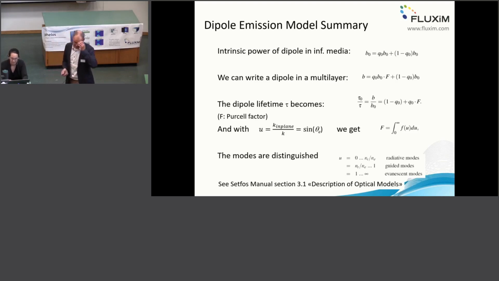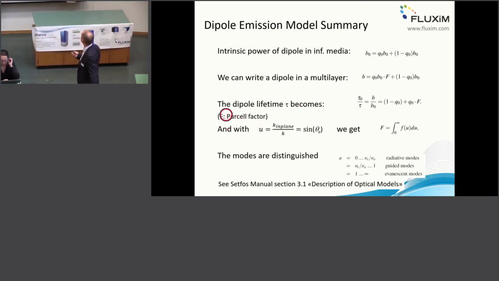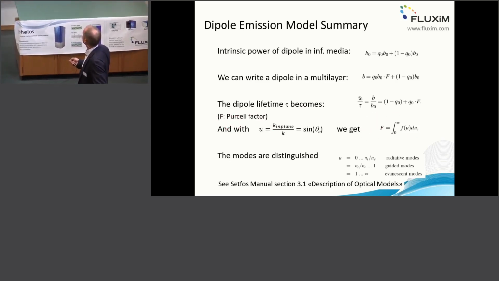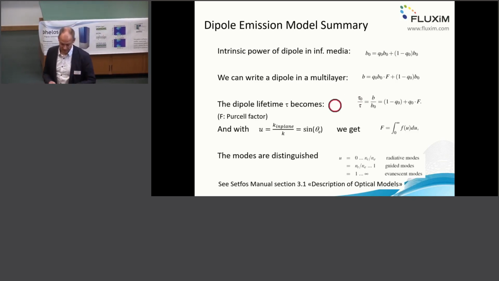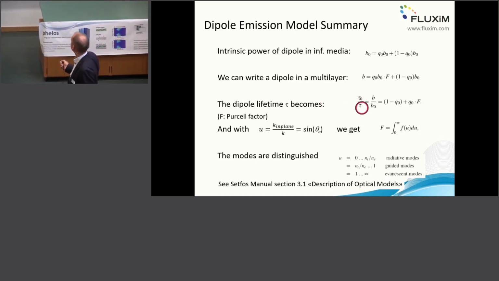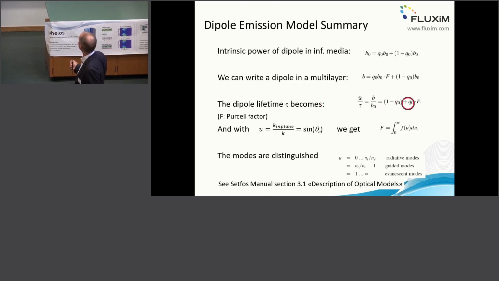And in some talks 2 days ago, Marcus told you about the Purcell factor. So this quantity, the Purcell factor, has to be calculated and then considered in order to get the dipole lifetime tau, which is different from tau 0, which would be the dipole lifetime in infinite medium. So if the dipole is placed in an organic infinite medium, then it has lifetime tau 0, but in the cavity of the OLED it's tau, and you see that the Purcell factor has a crucial influence. And Q0 is the quantum efficiency, the quantum yield of the emitter.